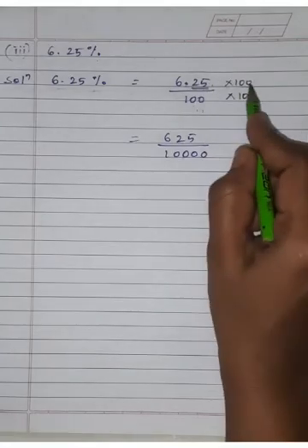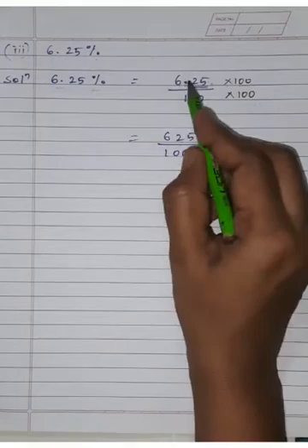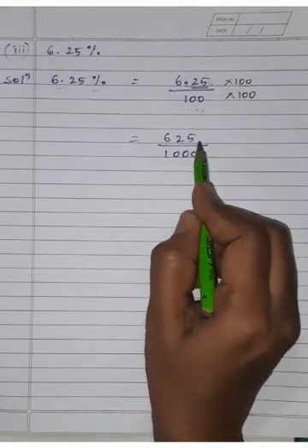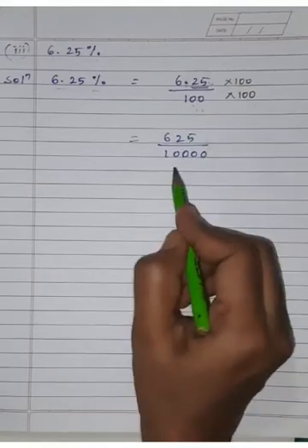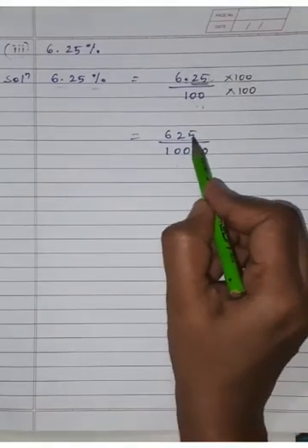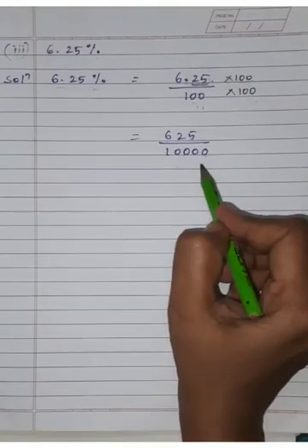Okay. So when we multiply this with 100, what will happen? The decimal point will be shifted over here. So you will get 625 upon 100 into 100, which is 10,000. Okay. Now we will go for reduction. Since it is 5 here, and since the denominator has 0, both are divisible by 5.